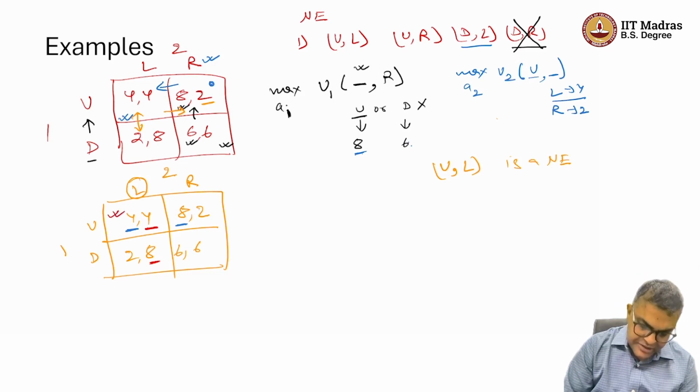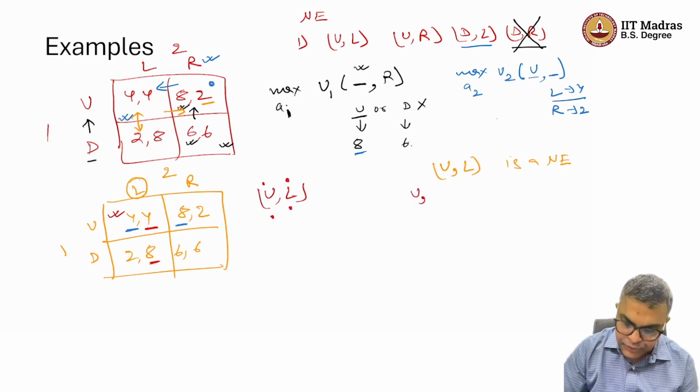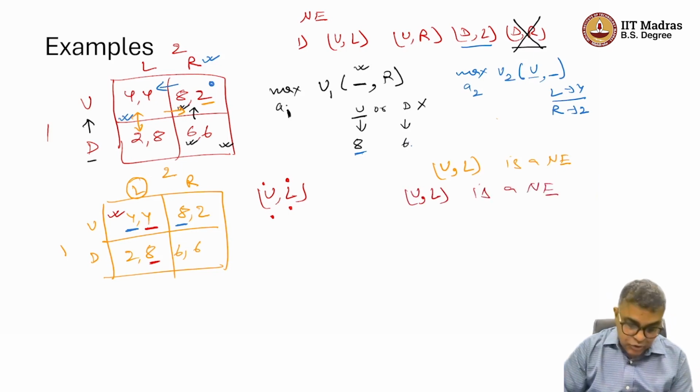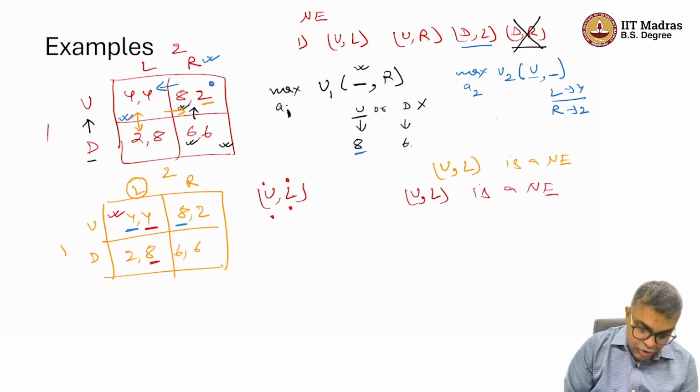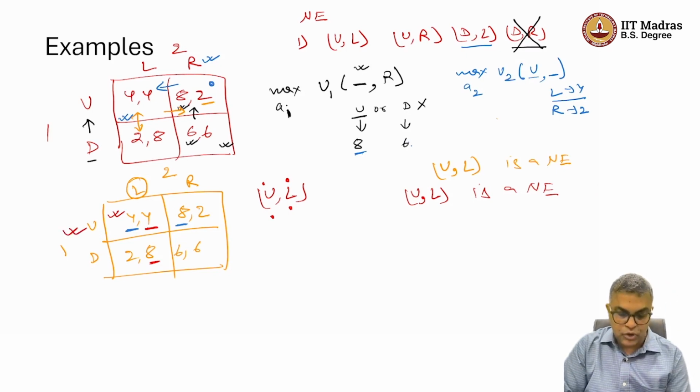And therefore, in this box U comma L, U is the best response of L, L is the best response of U, and therefore U comma L is a Nash equilibrium. By the way, what we just saw is that player 1 has a strictly dominant strategy, and that is U, because no matter what player 2 is doing, U is always the best response. What it means is that player 1 cannot do better than U ever. So, U is the strictly dominant strategy.